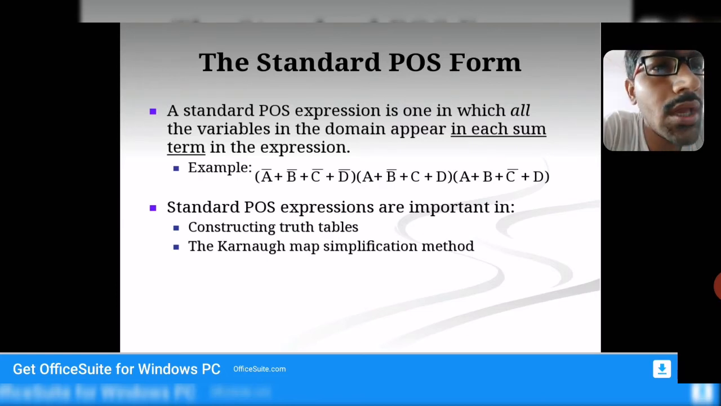So, for example, (a' + b + c' + d)(a + b' + c + d)(a + b + c' + d). So, it is a proper product of sum, because all the terms contain all four variables. Hence, it is a standard product of sum form, and the terms are sum terms and they are multiplied. Standard POS expressions are important in constructing truth tables and in Karnaugh maps.